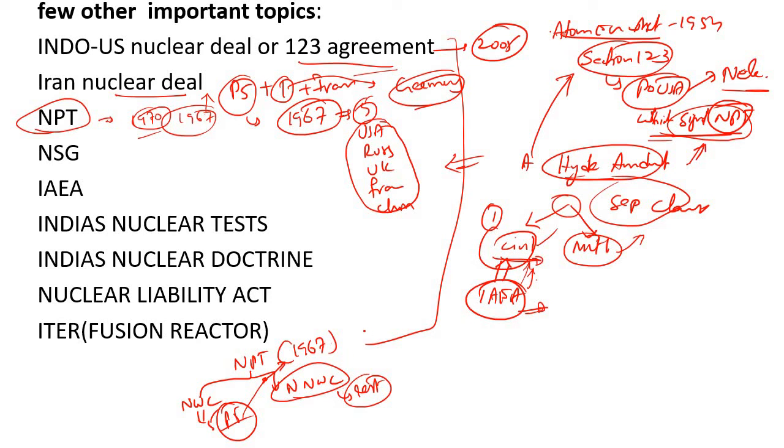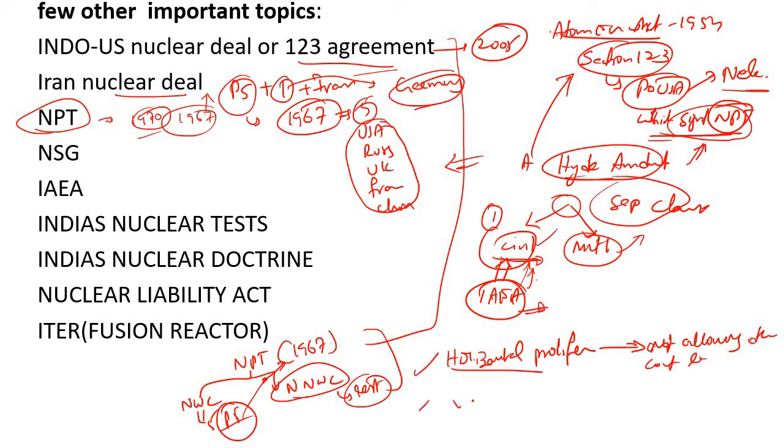So India felt this was discriminatory, because they are restricting horizontal proliferation. Horizontal proliferation means they are not allowing other countries to produce, they are putting restrictions on other countries, but they are encouraging vertical proliferation.